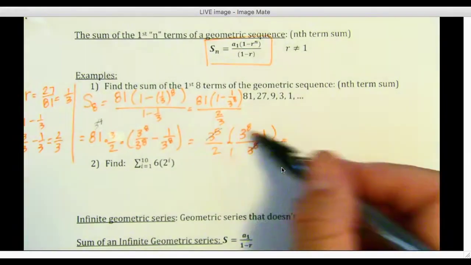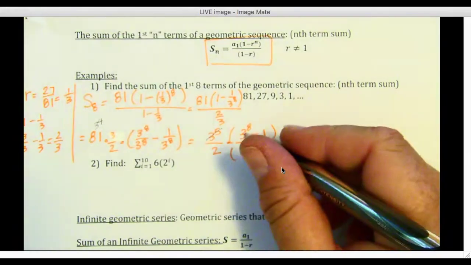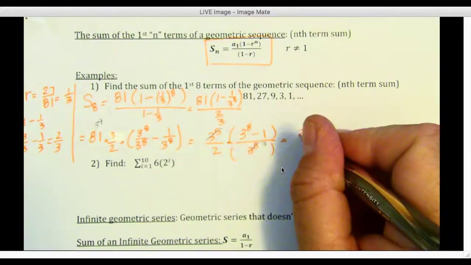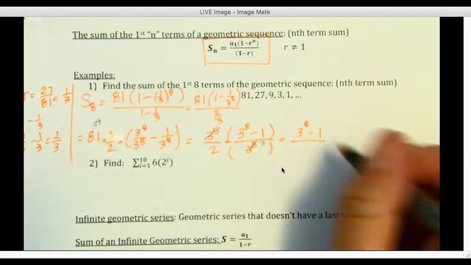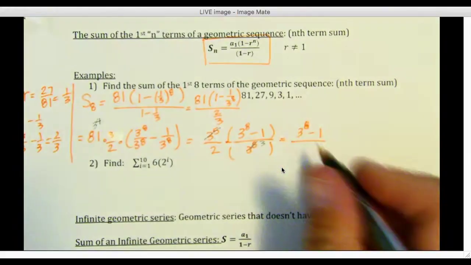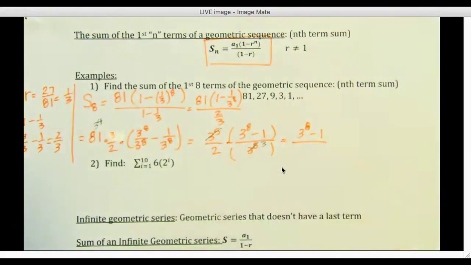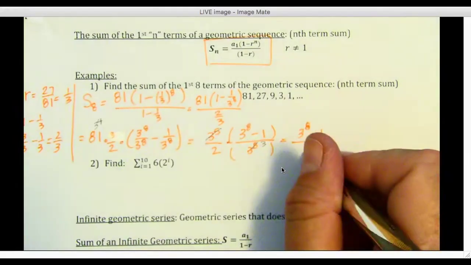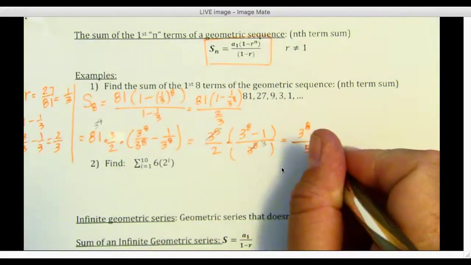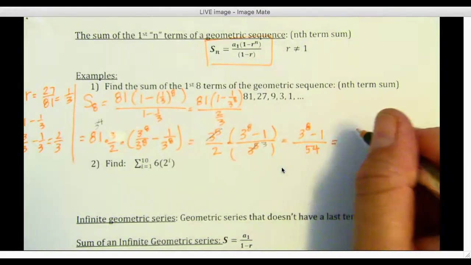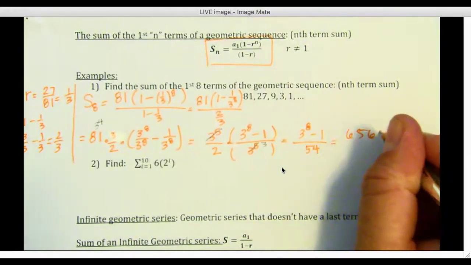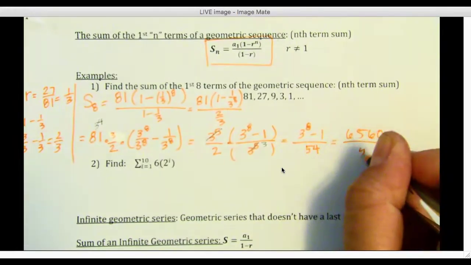But what we're left with now is 3 to the 8th power minus 1 on top. And then on bottom, we have 2 times 3 cubed. 3 cubed is 27, times 2 is 54. So my reduced, or simplified, fraction here would be 6560 over 54.